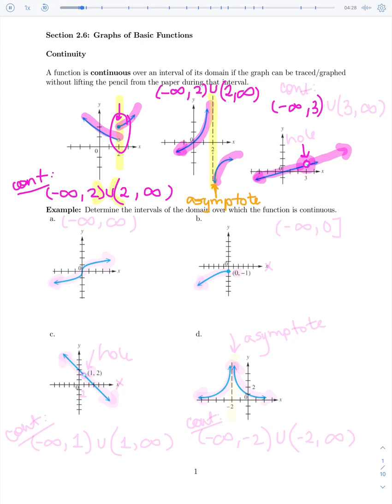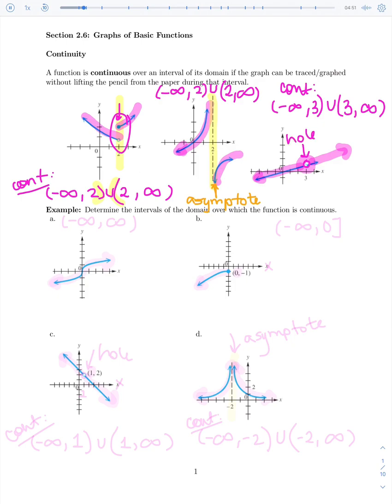So I am going to have to use an open parentheses again, and then I can pick up after 3, after the open hole, and continue on forever. And then I need to put a U in the middle to put together those two pieces, and that is when our graph is continuous, and that is called a whole linear graph.